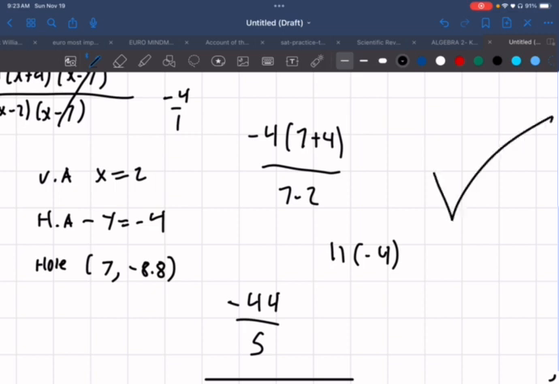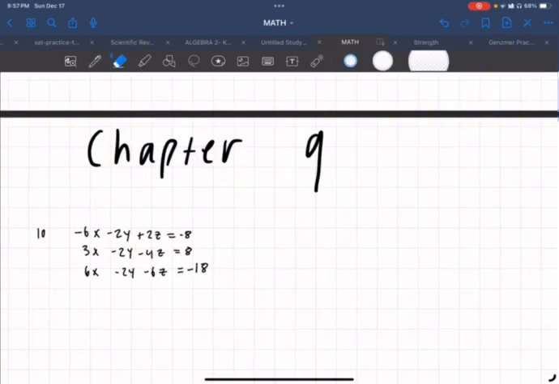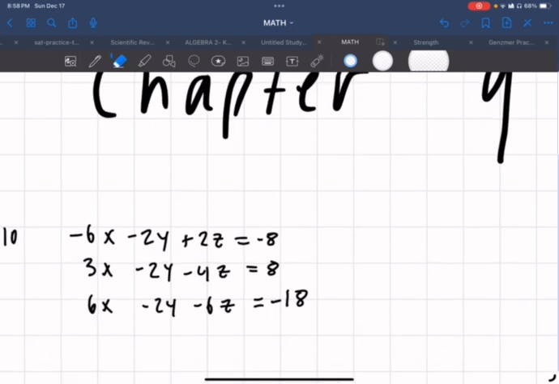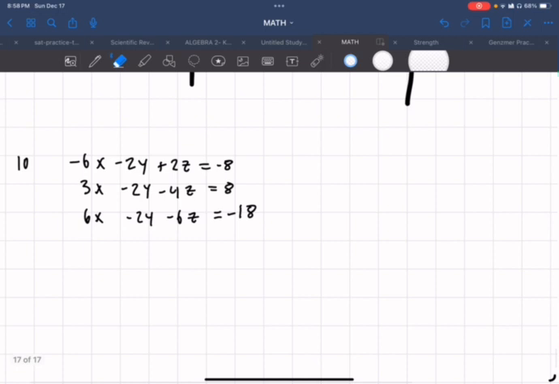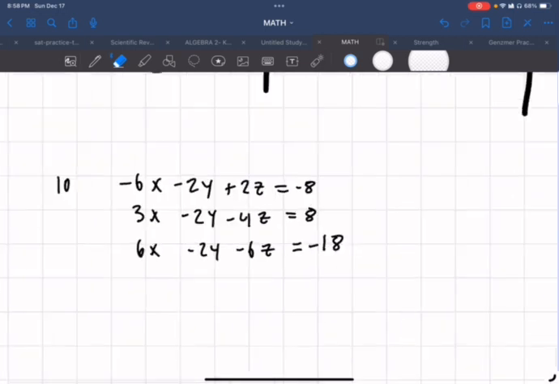And of course, we got it right. Chapter 9. I already have a problem set up. This is a system of 3 equations from the little homework sheet we got in class that one day. Let's start and see what we can do.